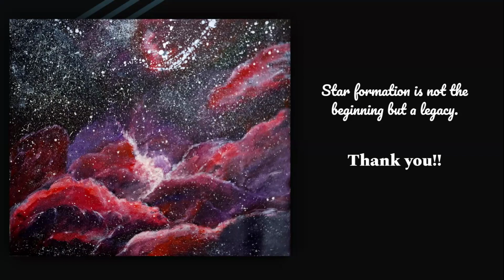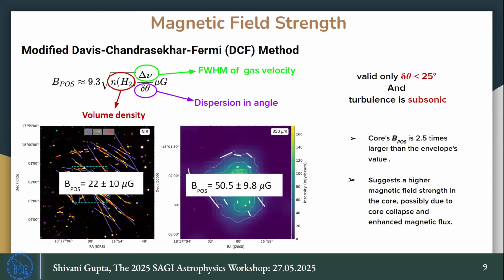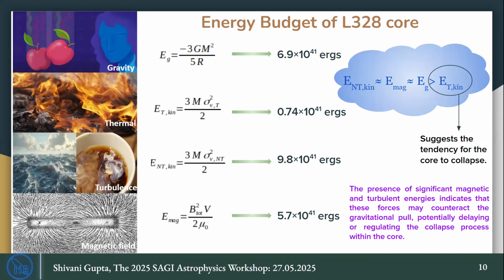Any questions? Yeah, I have one. When you show the energy ratio between the gravity and turbulence, what's the typical uncertainty of these numbers? These typically have uncertainties of approximately 10%, meaning 0.1. Oh, okay, pretty good.